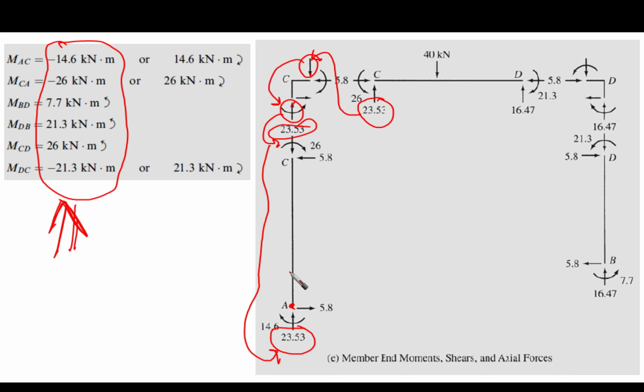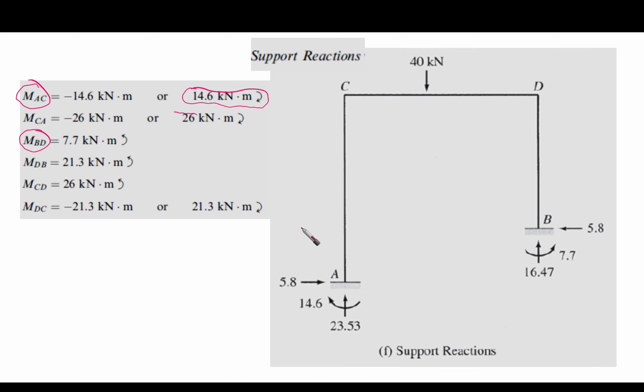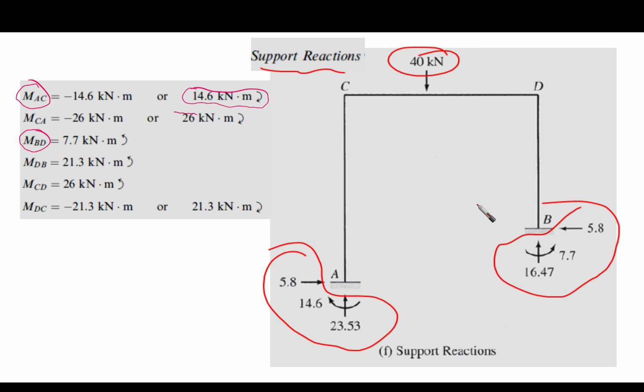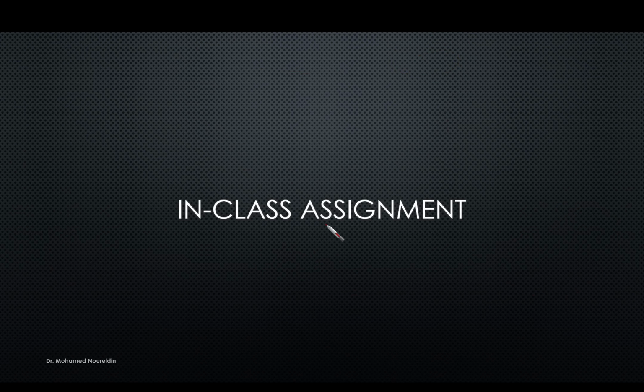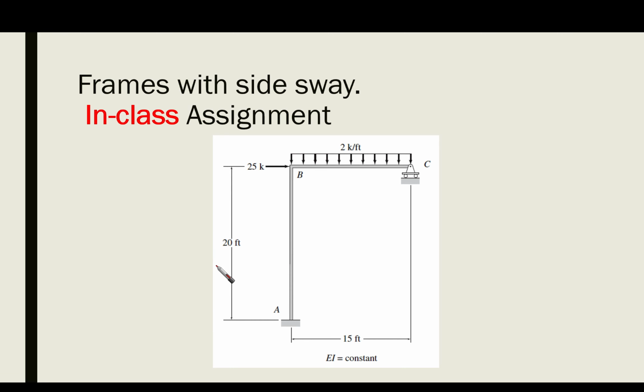Okay, so now this is the end of the frames with side sway, and now we can put the support reaction, which is at the end. These are the support reactions at A, these are the support reactions at B, and these are the internal moments. Okay, so this is the end of this example. I think you are ready now for the in-class assignment. At this point you can stop the video and check what I'm going to highlight.